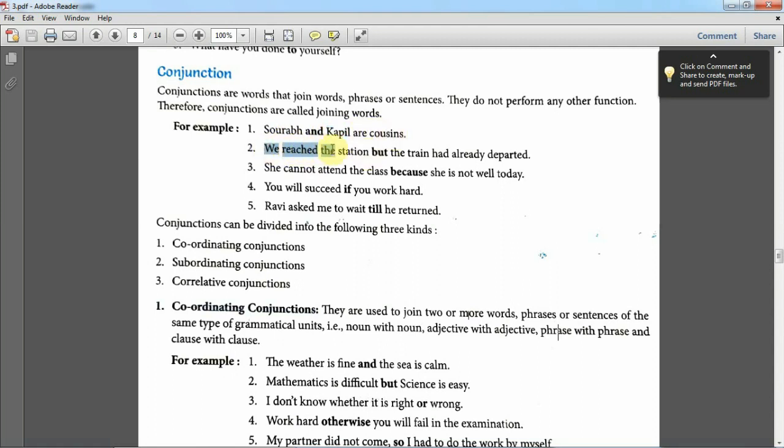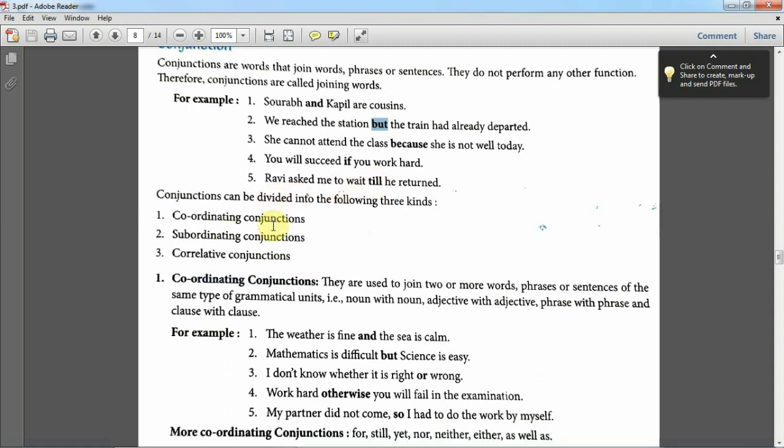Similarly, we reached the station. This is one sentence. The train had already departed. So this is the second sentence. To join these two sentences, here we are using but, which is a conjunction. So because, if, till, these are all types of conjunction. These are words which are conjunctions. They are used to combine two words or join phrases or sentences.